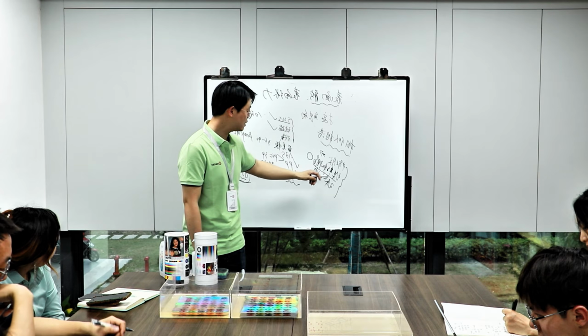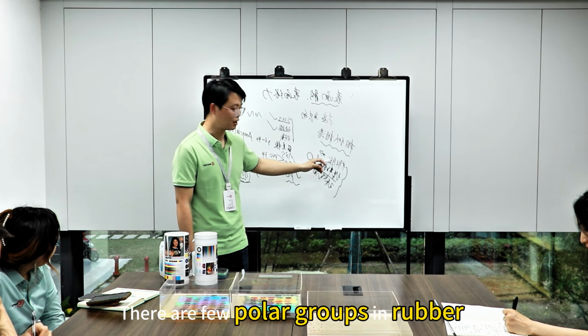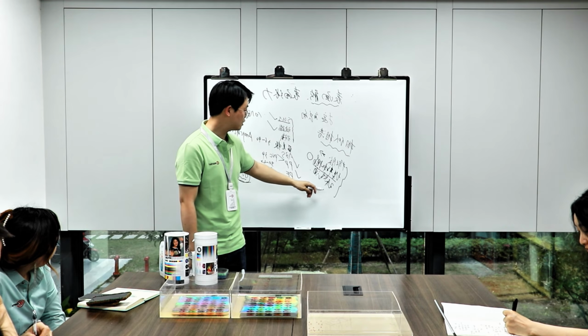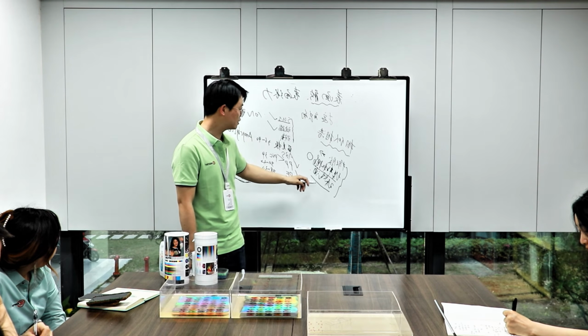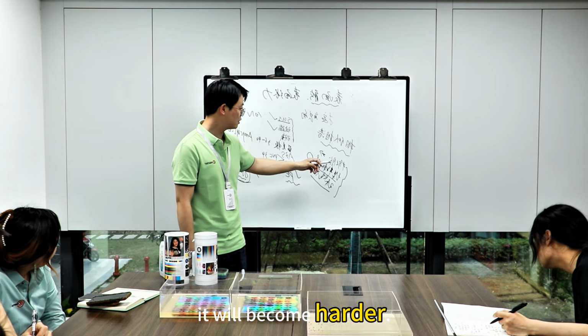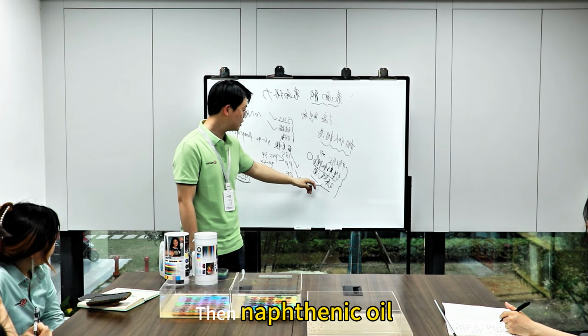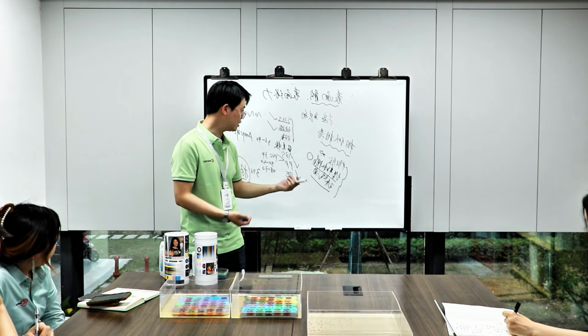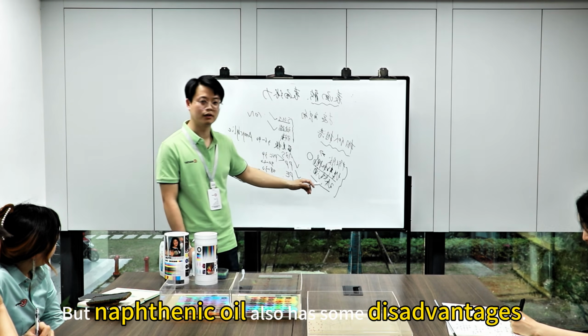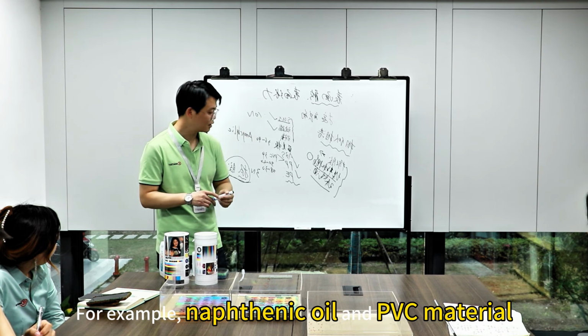Tackifying resin actually contains some polar groups. There are few polar groups in rubber. Then naphthenic oil is for toughening. After adding these two, it will become harder. Then naphthenic oil is to increase its flexibility. But naphthenic oil also has some disadvantages. For example, naphthenic oil and PVC material.